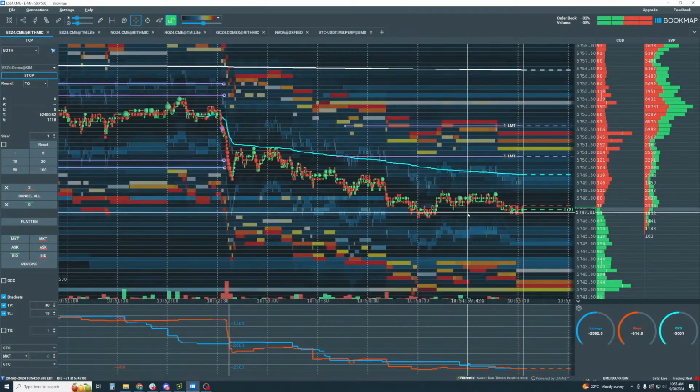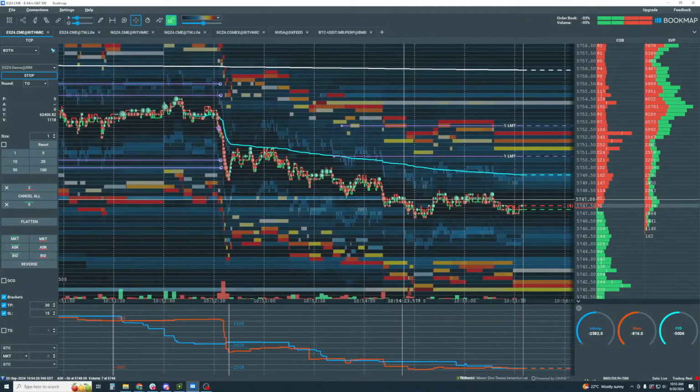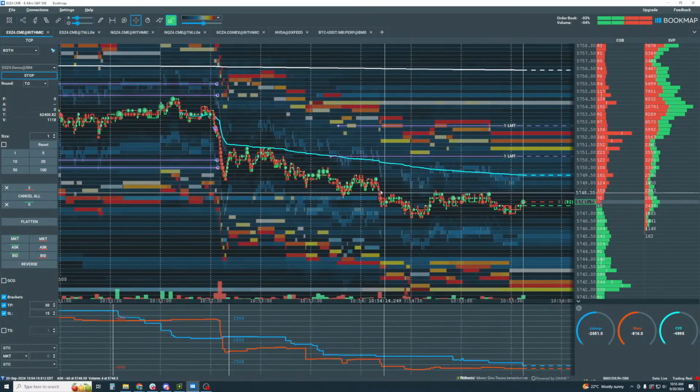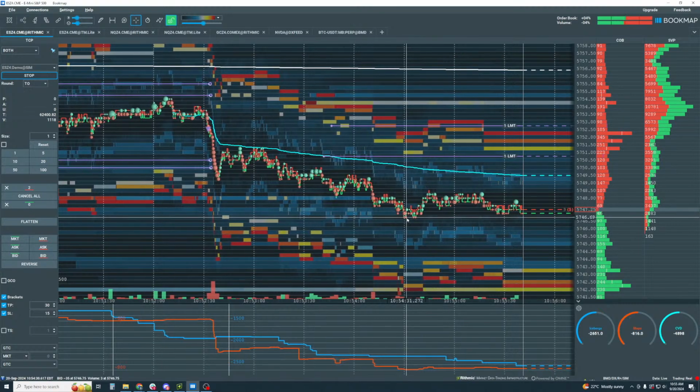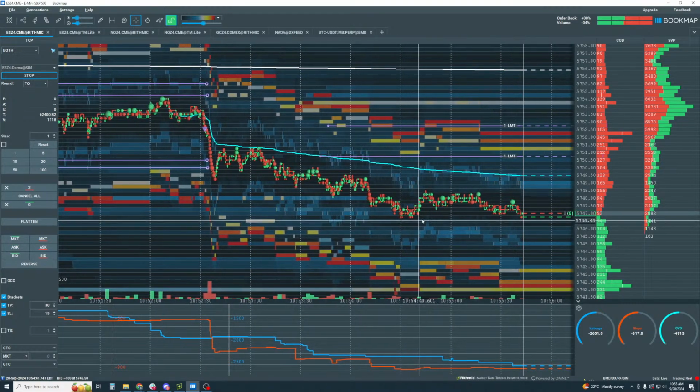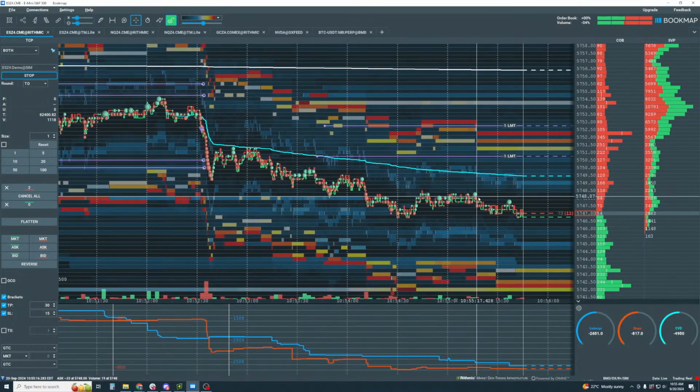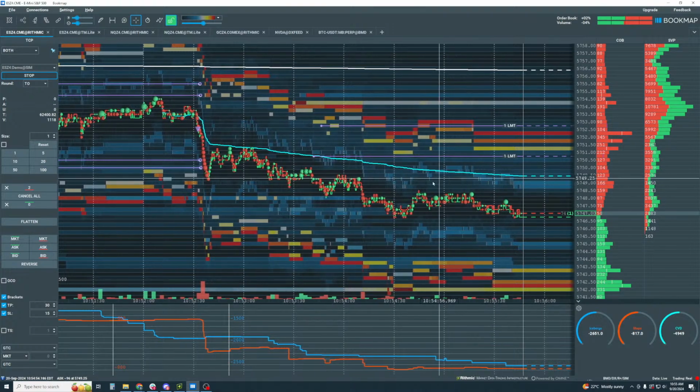Let's take a look at this in here. All right, so now where do the sellers come in? And now I don't really like it. I don't see sellers. I mean, we move lower, but I don't see a whole lot of selling in here. And in fact, I'm starting to see pockets of buying come in. Okay, so nothing to do in here.